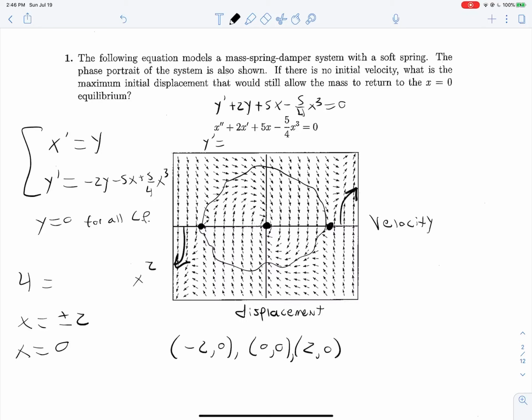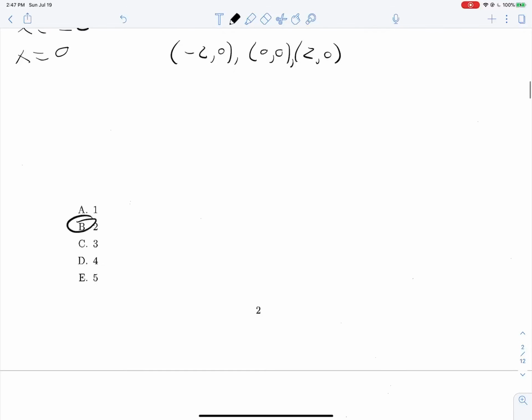Because remember, our origin in this phase plane is the point where displacement is 0 and velocity is 0. So that will return us to x is equal to 0 displacement, and it will be in equilibrium because this is a sink point. So it is stable. The mass is going to reach it and not go anywhere once it's there. And since we know that these points now are (-2, 0) and (2, 0), the maximum displacement from the origin is obviously 2.